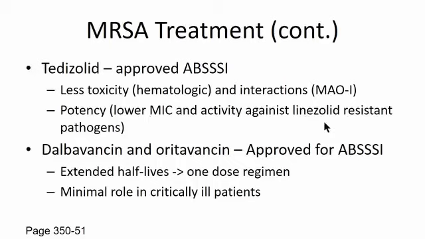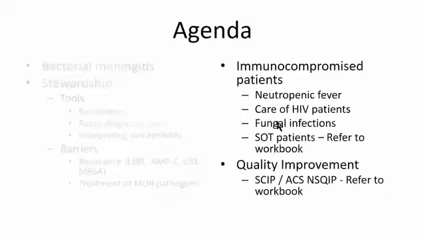However, I would say the epidemiology of the importance of linezolid-resistant species is to be determined. So until there's more studies on this, it's currently being evaluated for hospital-acquired pneumonia. Until there's more data, I would say probably not a huge role in the ICU. Dalbavancin and oritavancin, these are our once-a-week vancomycins. Once-a-week drugs generally have no role in the ICU, so I would also say minimal role in critically ill patients.